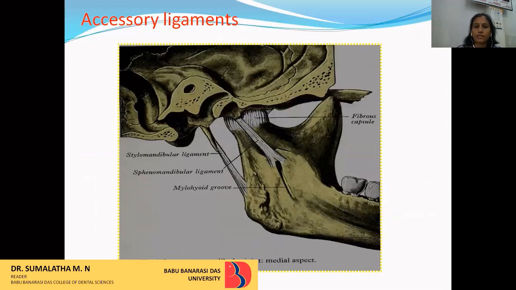Then the accessory ligaments, there are two accessory ligaments, stylomandibular and sphenomandibular. As you see in this diagram, the stylomandibular ligament, as the name suggests, arises from the styloid process and inserts into the mandible near the angle of the mandible on the medial side, that is on the lingual side. The sphenomandibular ligament, this is the second ligament, arises from the sphenoid bone and inserts into the lingual surface of the ramus of the mandible.